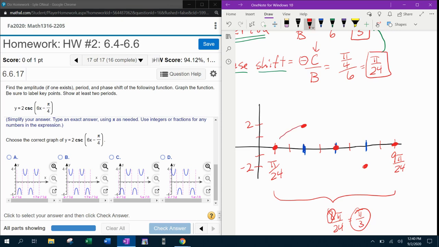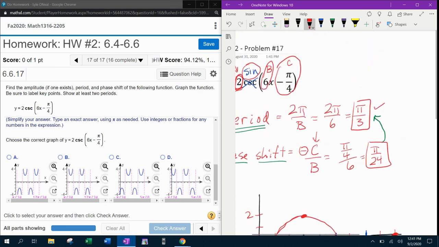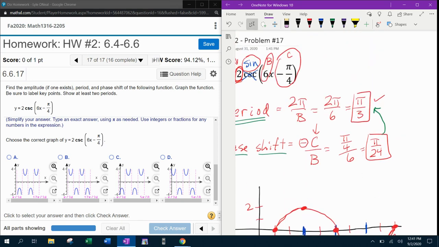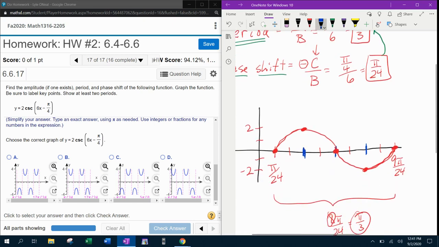And step number 6, connect the dots. Okay? And so we get our nice, smooth sine wave. Whoops, I actually did a sine wave. That's what it would look like if it was sine. Remember, our original function was cosecant. So instead of making a sine wave, let's erase that.